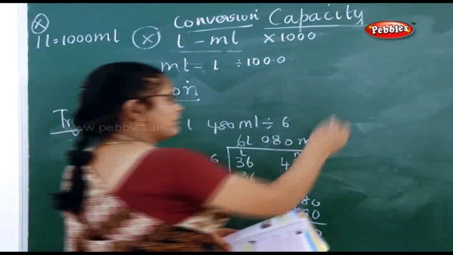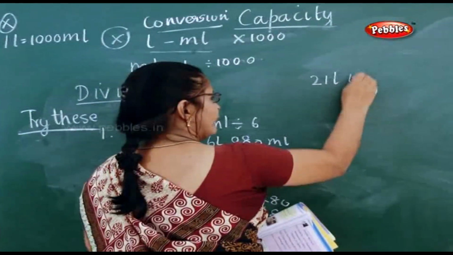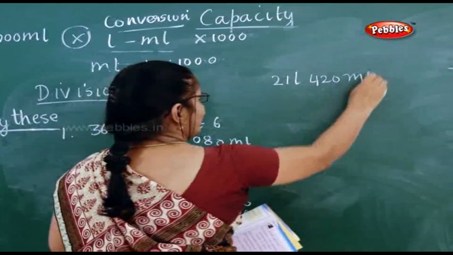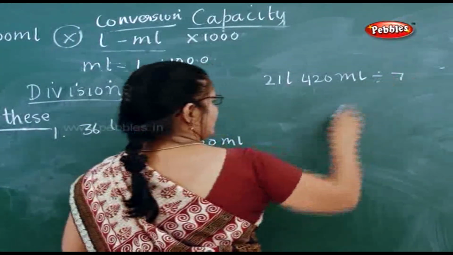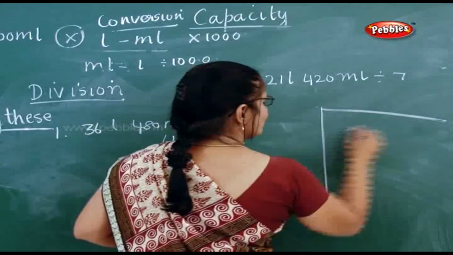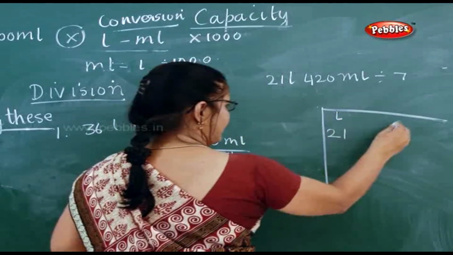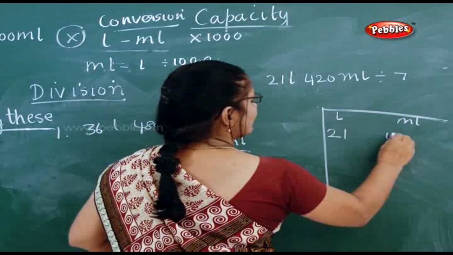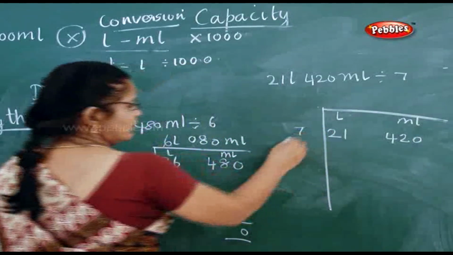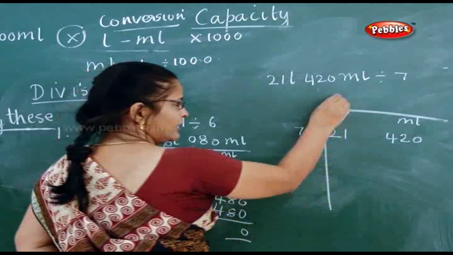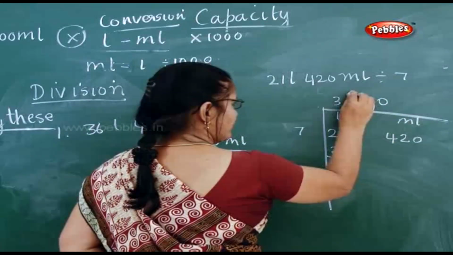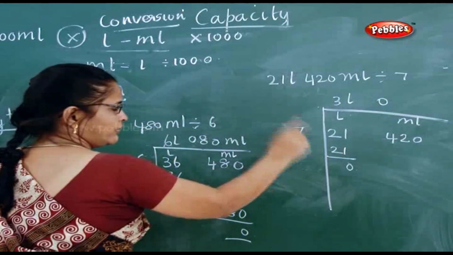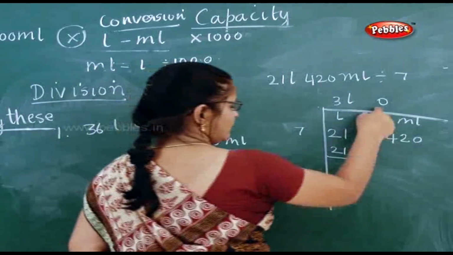ml. Now next sum, 21 liters 420 ml, you have to divide by 7. How will you do it? You write 21 here, put L here, ml here. So you write 420. Now 7. How many times will 7 go? 3 times. 7 3s are 21. So the 0 immediately you can put here. You can put liters here because you have divided liters. Now the 0 you can take here.